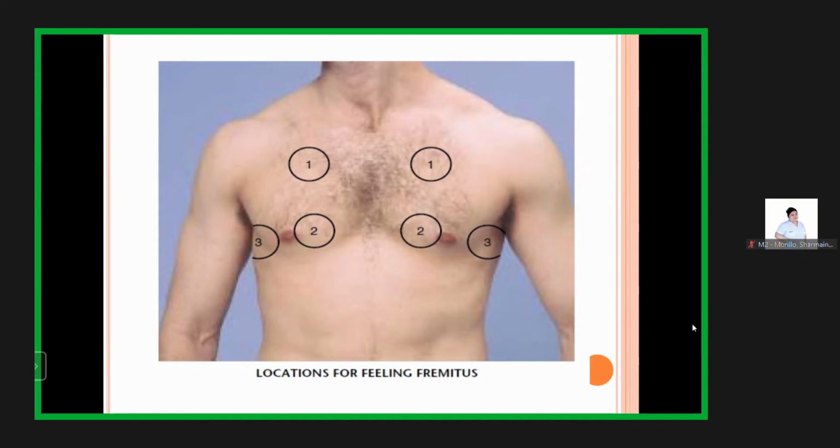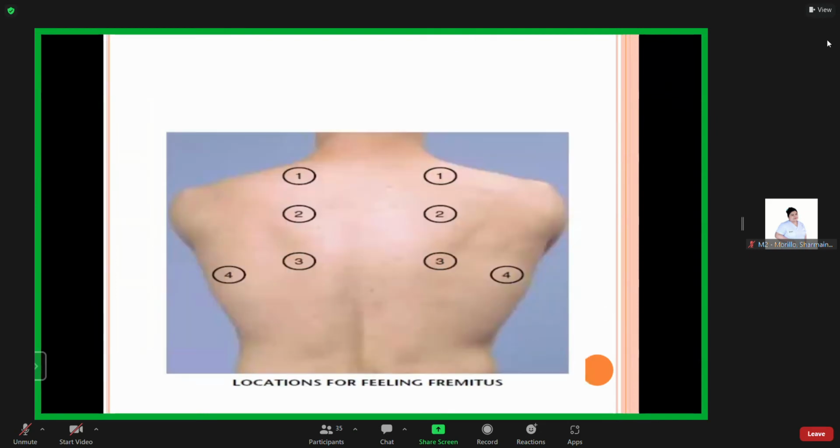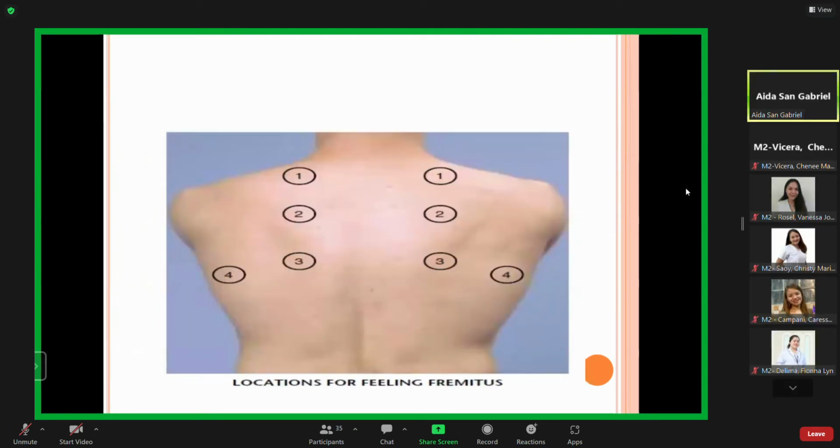Yes, Doc. Okay, posteriorly, these are the areas where you are going to put your hands when feeling for fremitus, during your palpatory procedure. So 1 up, going down, 2, 3, 4 on the sides or lateral.